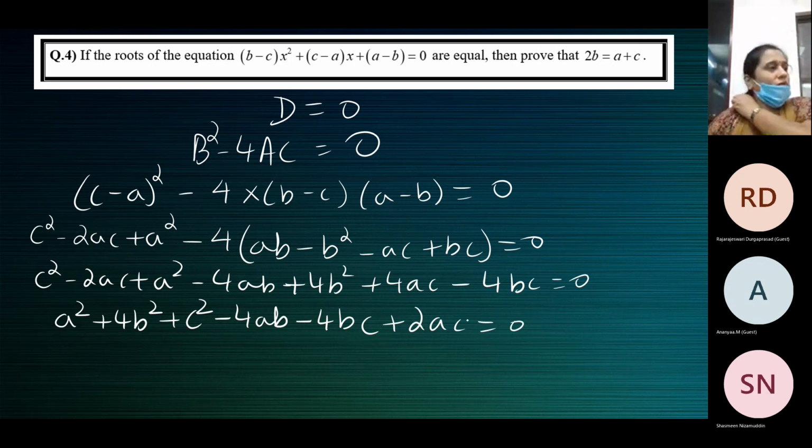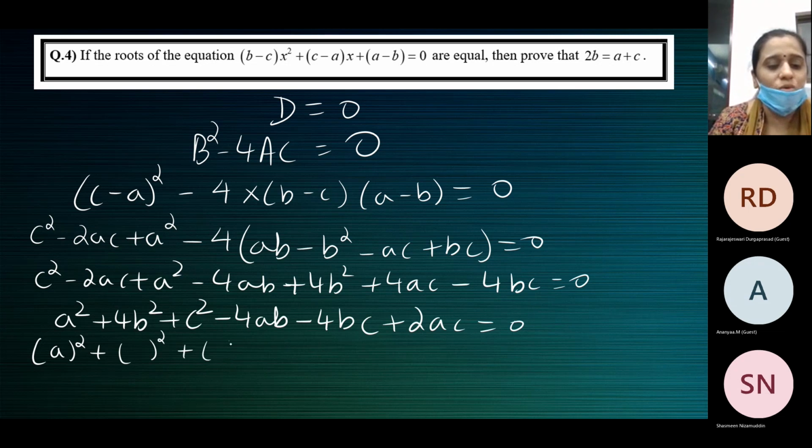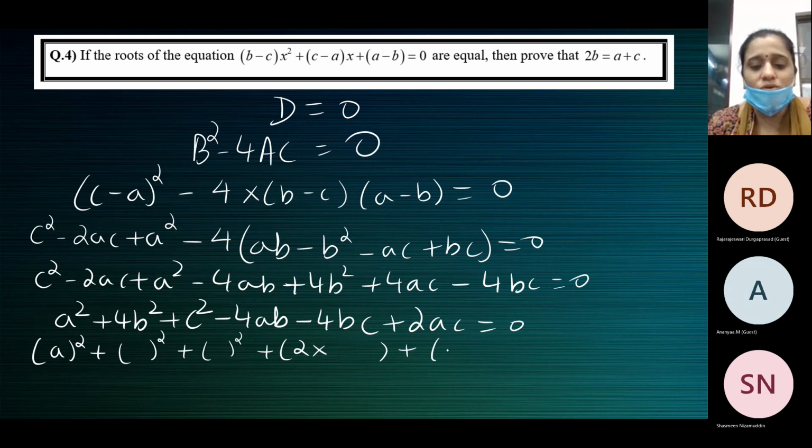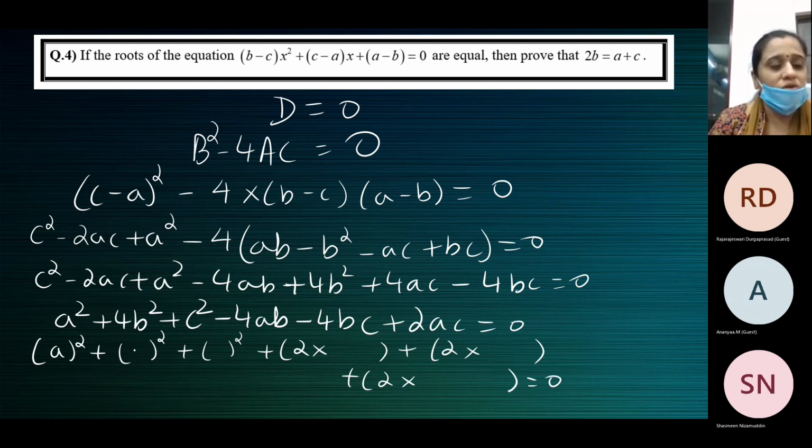Okay, so now this is of the form of the 9th standard identity: X square plus Y square plus Z square plus 2xy plus 2yz plus 2xz is equal to x plus y plus z the whole square. So this is of the form a the whole square, plus y the whole square, plus z the whole square, plus 2 into whatever, is equal to 0. So this is how much? 2b. This one is c.